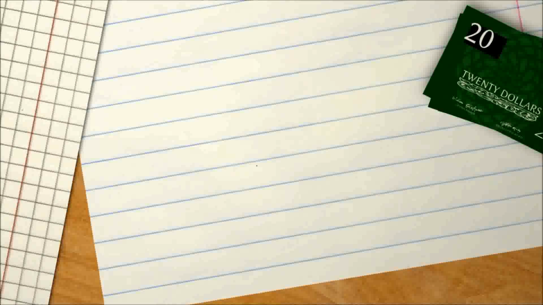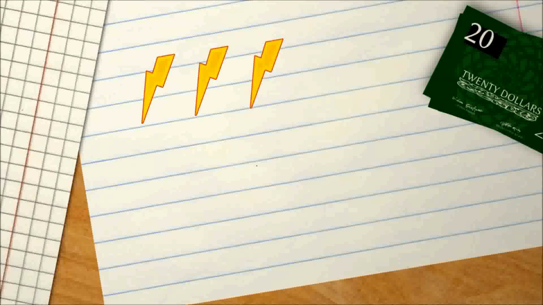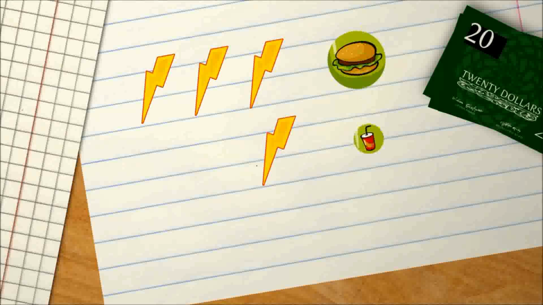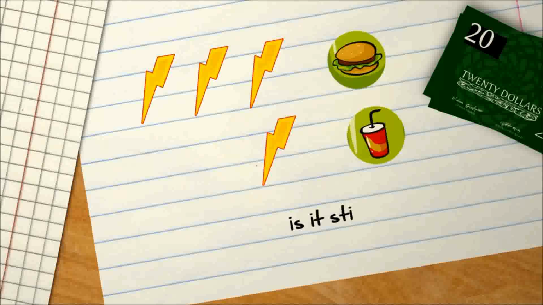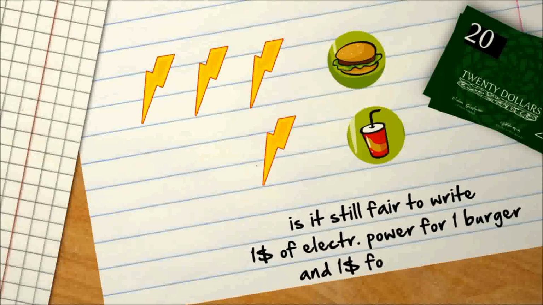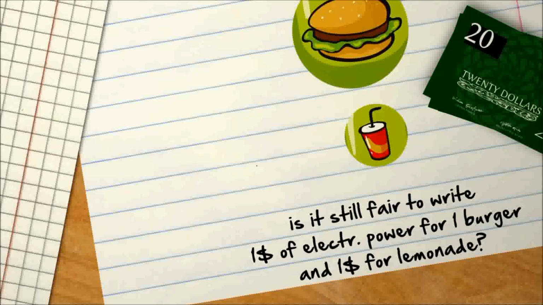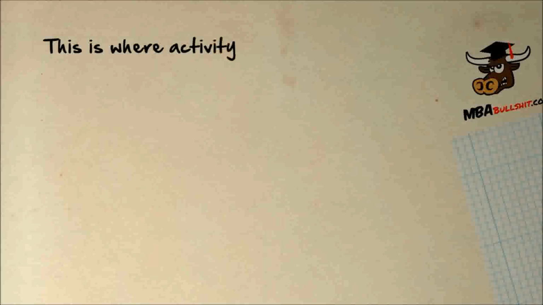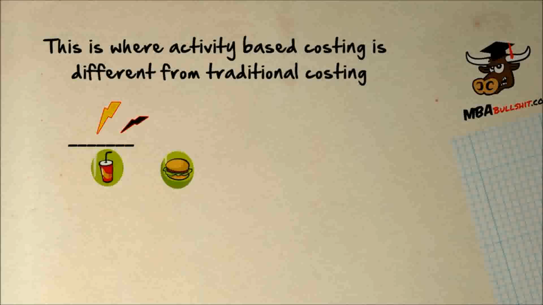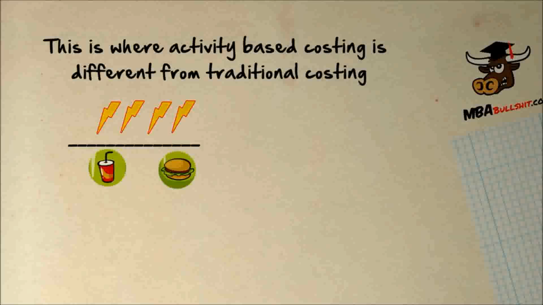But what if you use 3 kilowatt hours of electric power to make one burger, but only 1 kilowatt hour of electric power to make a glass of lemonade? Is it still fair to write down $1 of electric power for one burger and $1 of electric power for one lemonade? We should write down a bigger electric power cost for the burger, right? This is where activity-based costing is different from traditional costing. Traditional costing is easy because it often just divides some types of costs equally between different items.